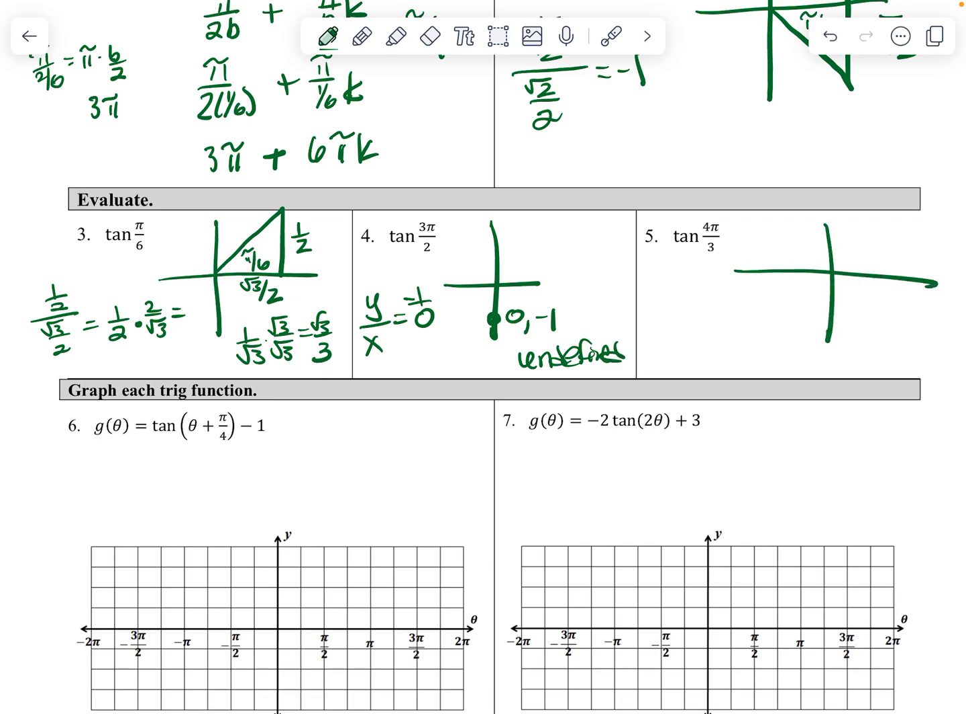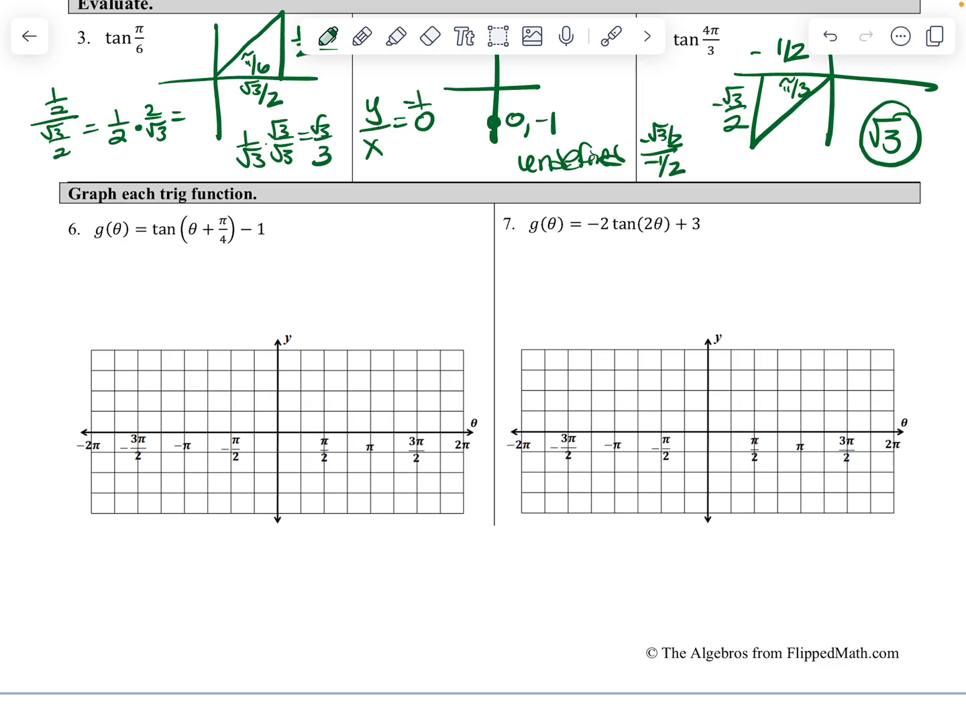And 4 pi over 3, so that's in this quadrant. Our reference angle is pi over 3. So negative root 3 over 2 and negative 1/2. And if you divide that out, you should get root 3: negative root 3 over 2 divided by negative 1/2.